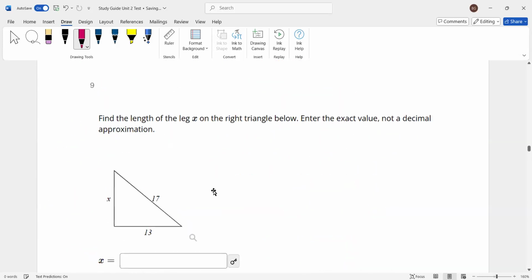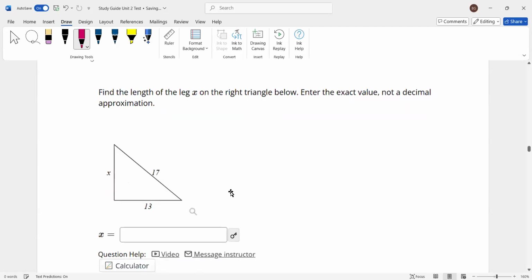Number 9, find the length of the leg x on the right triangle below. Enter the exact value, not a decimal. Okay, cool. What is that? Pythagorean theorem, right? Pythagorean theorem says, if we have a right triangle, the two legs are A and B, the hypotenuse is C, then A squared plus B squared equals C squared, right? So we're gonna apply that formula.